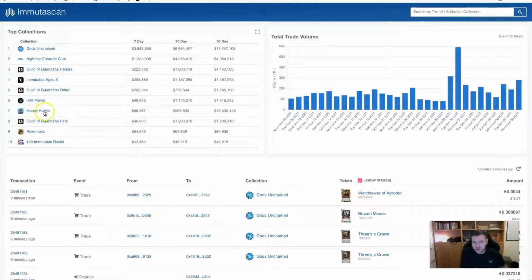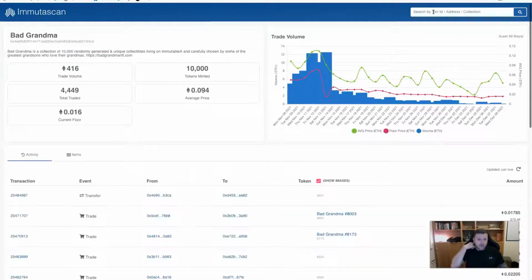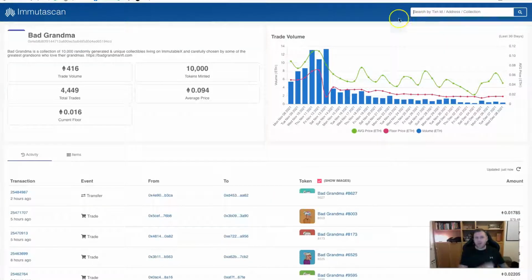So you can see Moody Crows has been out for a few months now. IMX Punks. You can see a lot of the different Gods Unchained and Guild of Guardians. High Rise Creature Club is one of the best at the moment. Immutable Ape X, that's another good one. And then obviously we've got Immutable Kongs launching on Sunday, and you've got others. But one of the ones that launched a while ago was Bad Grandma. So I used to be flipping some of these. I'd just be buying and selling the floor and flipping them, right? But you can see here that it's not in the top 10.